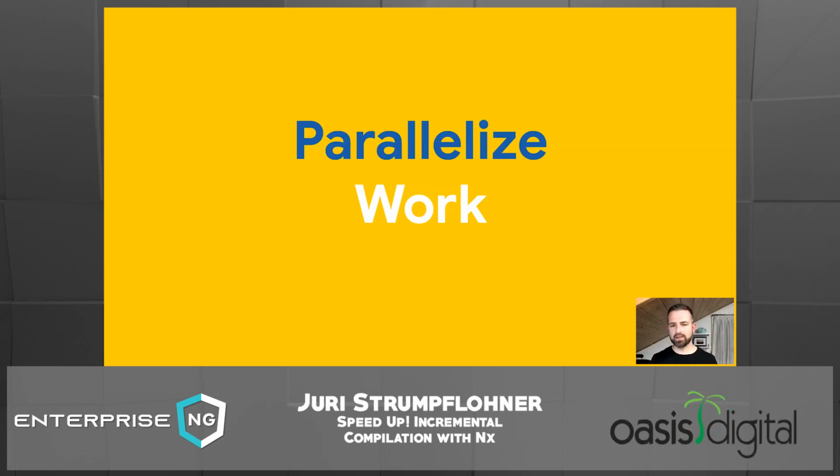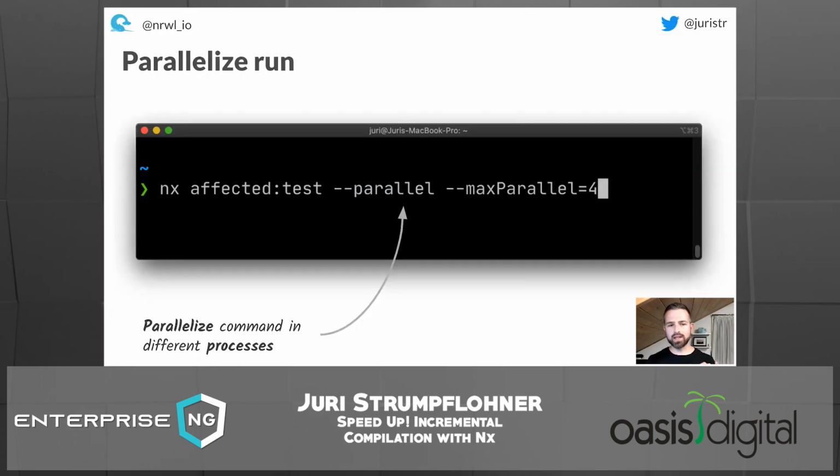We can even go ahead, and what we can do is parallelize work. So basically, we can again take that nx affected command, but now we pass in the --parallel, or --maxParallel=4. And what that does is spawn different threads that run the different test runs. So in this case, we are executing tests. And so this would divide them up into equal batches and run them in different processes. And the max parallel actually tells NX how many of those should be instantiated. And that's mostly for limiting the capacity you have on your machine or on your CI server.